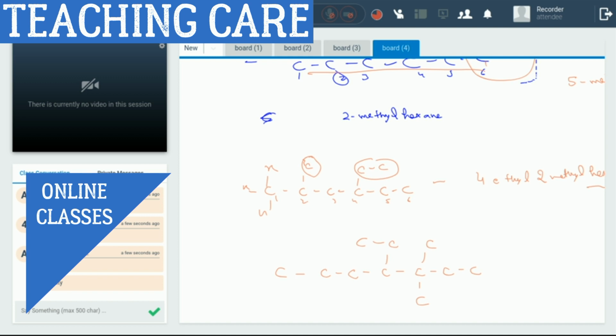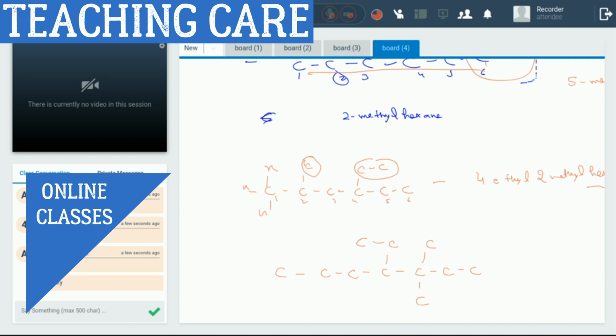What do you think? What is the name of that compound? Just give me a quick second. So the name of that compound would basically be 4 ethyl 5 propyl heptane.